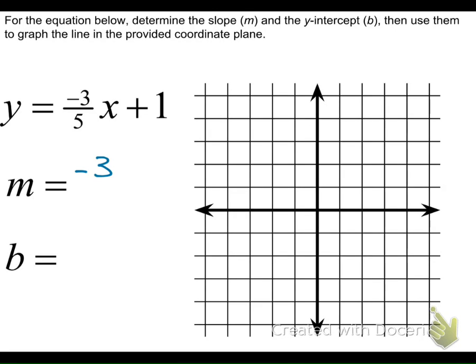y equals mx plus b, right? And then m is the number multiplied by x. So it's the number that's attached to the x. So our slope is negative 3 over 5. And our b, or the y-intercept, is what? 1. Because it's the number by itself, right?